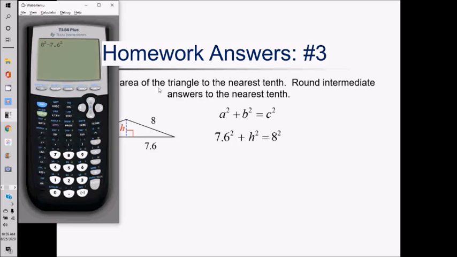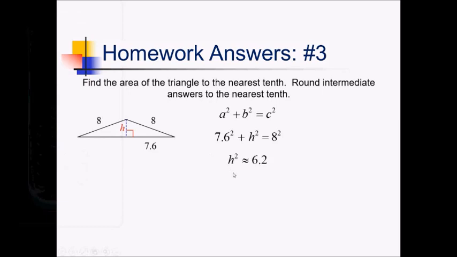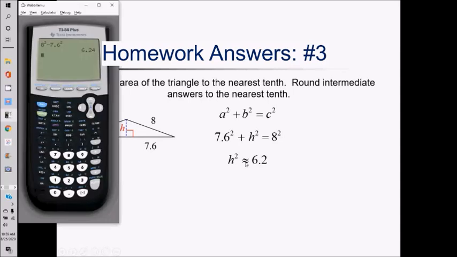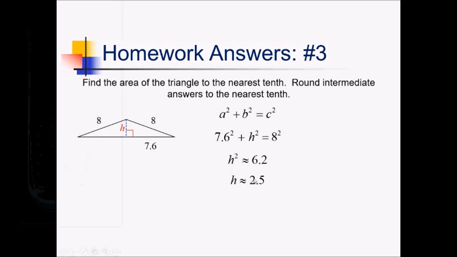So I'm going to start by isolating h squared, which I have to do 8 squared minus 7.6 squared in order to do that, and that ends up rounding off to about 6.2, so that's the value of h squared. But now I need to take the square root of that. So back to the calculator, and let me do square root, and then let me just do 6.2 inside there. I'm supposed to round everything to the nearest tenth as I go. So that comes out to about 2.5. So I have an h value of 2.5.